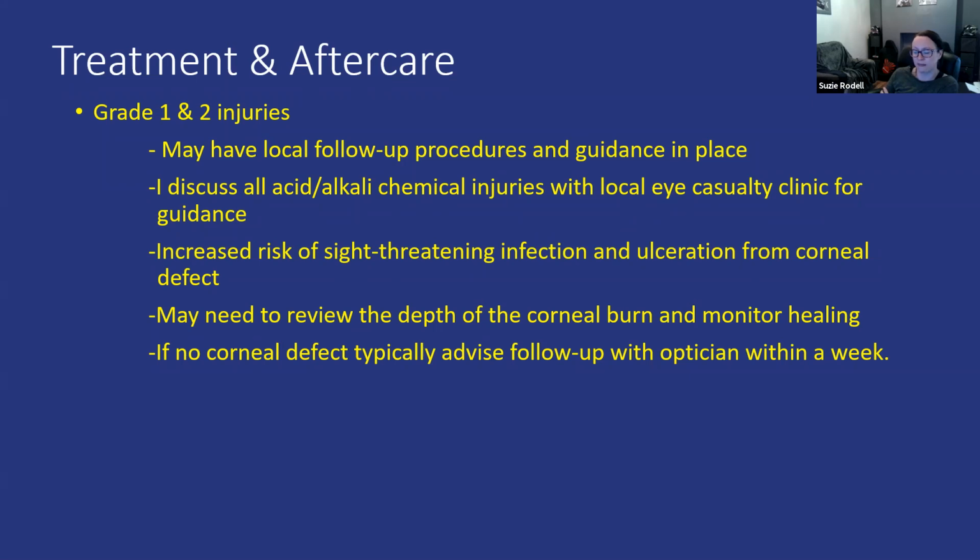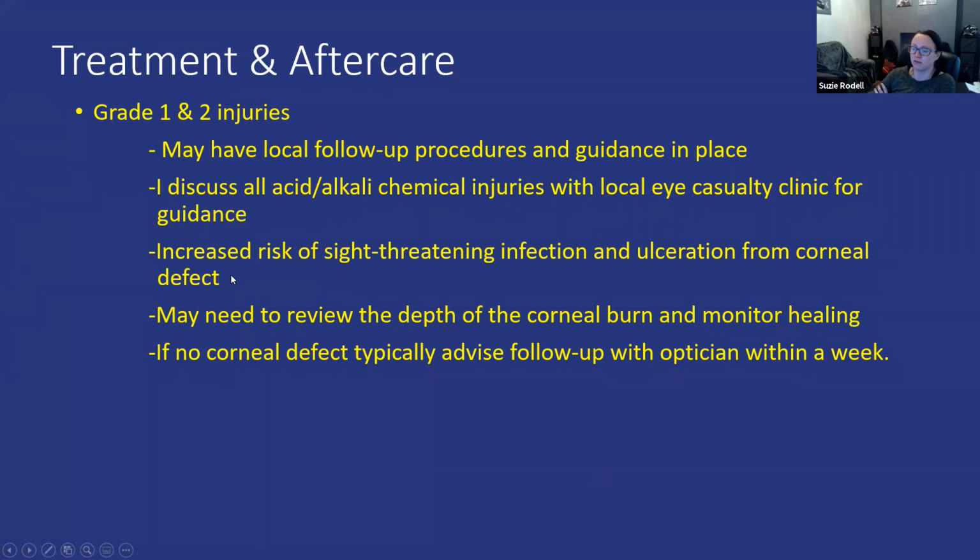So what you're looking at that day may not look like that in 24 or 48 hours, a bit like a normal skin burn. It may look erythematous, or just red and mildly blistered, and two days down the line it might look quite significantly worse. And these are eyes, so don't mess with them. I always discuss with local ICAJ for guidance on follow-up.